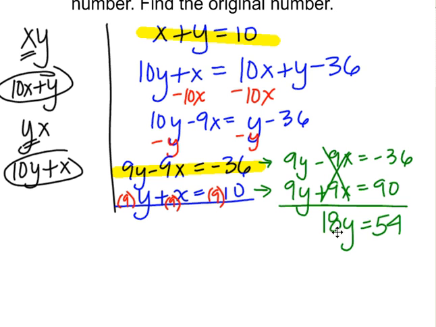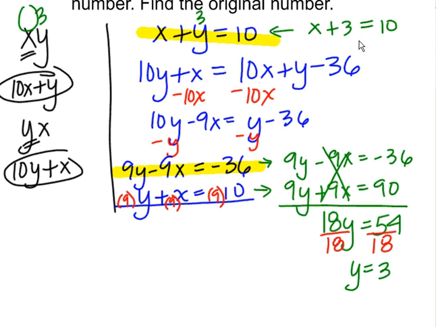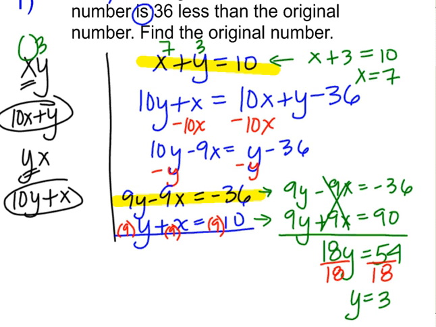Then to get the y variable by itself, we divide both sides by 18, and y equals 3. So far in our quest for digits, we know that y equals 3. We need to find out what the x value is. We know in this equation that x plus 3 equals 10. Therefore, x must equal 7. So if x is 7, then the original number we're looking for is going to be 73.